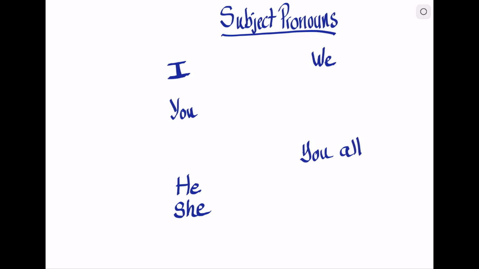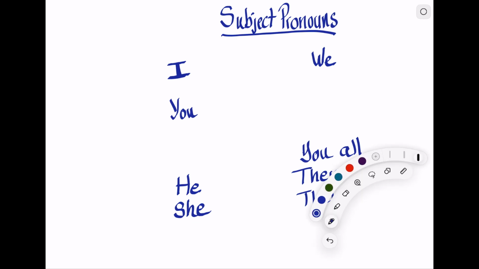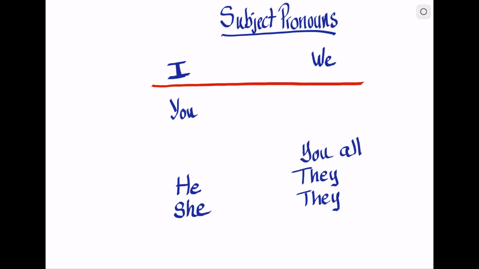You all is for multiple people like Mario, Francisco, Javier. They, and you will see why I put it twice, they. So they is a bunch of people, can be boys, or boys and girls.